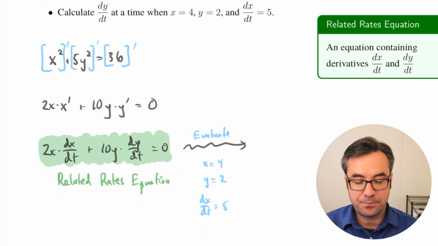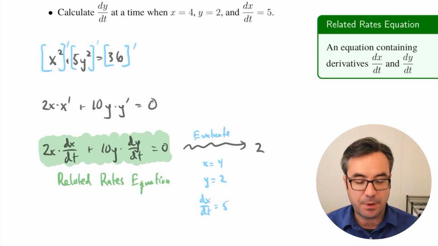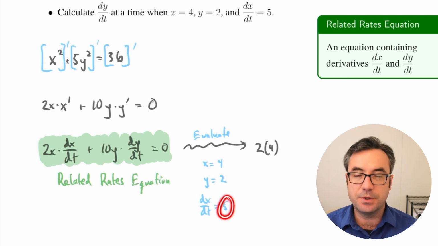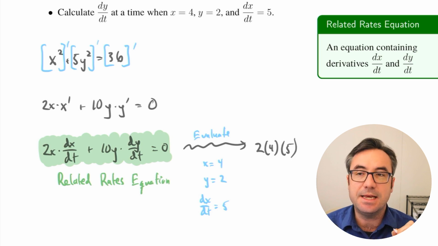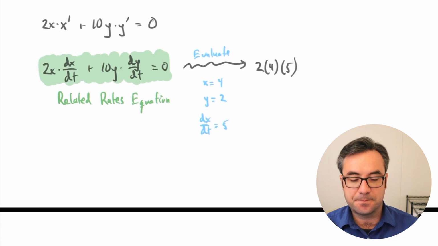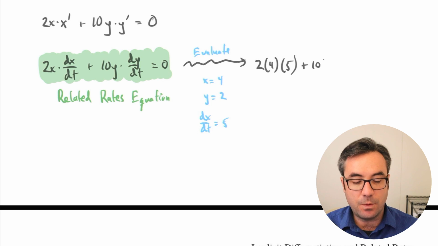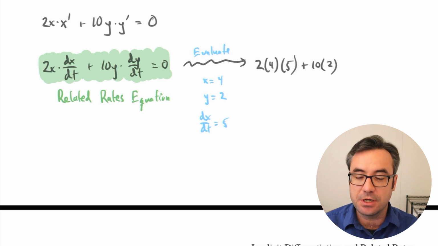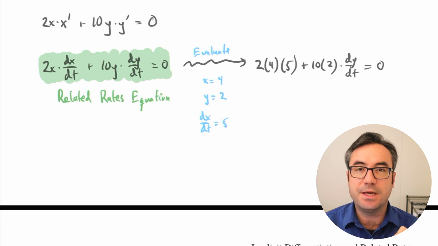So what do we get when we do that? Well, we're going to have 2, and then instead of x, we're going to plug in where we know this particle is, so at x coordinate 4. And then we know how fast it's moving in the x direction, so we know it's moving at a rate of 5. We'll plug in 5 there for the dx dt. And then we have 10y, so let's fill in what we know y is, so 2. And the thing we don't know is this dy dt, so we're just going to leave that as is. So dy dt there, and then all this will be equal to 0.